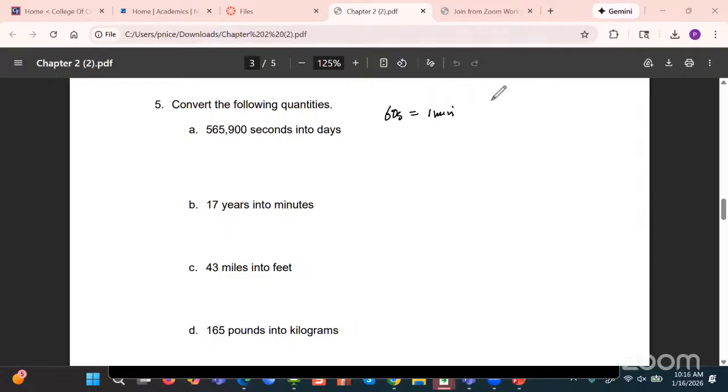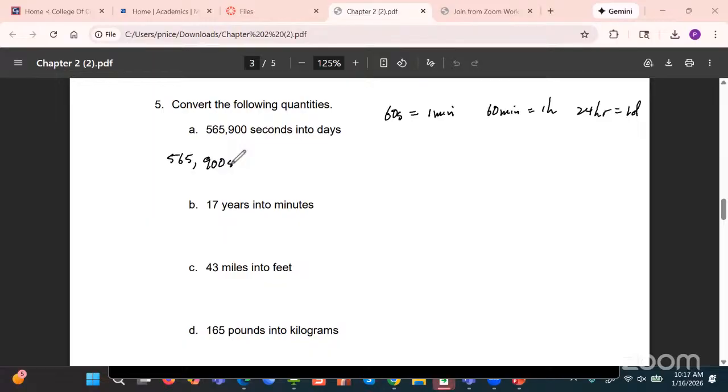We also know that 60 minutes is equal to 1 hour, and we know that 24 hours is equal to 1 day. Now, of course, in order to solve this problem, we start off with what we're given, which is the 565,900 seconds. And what we have to do, and we covered this in the videos, is use what we call conversion factors.